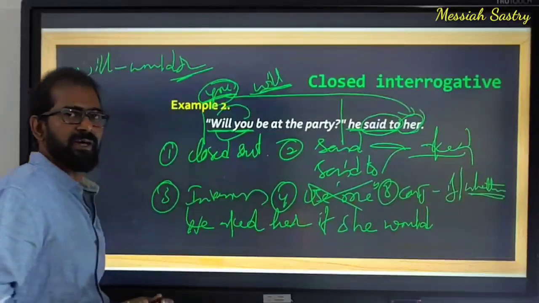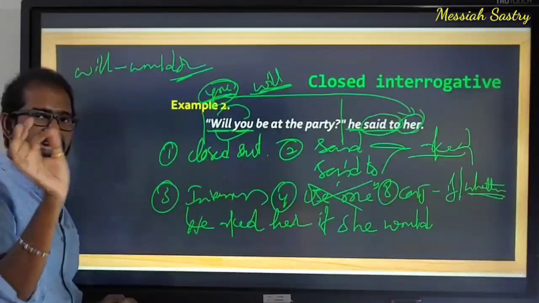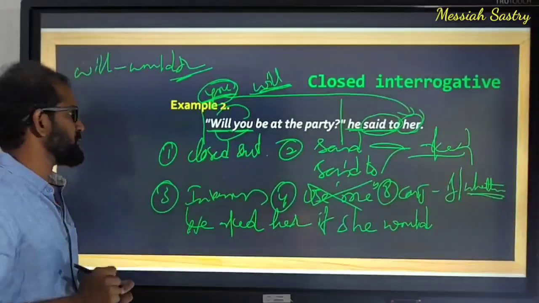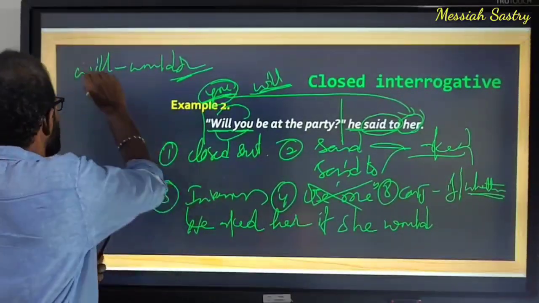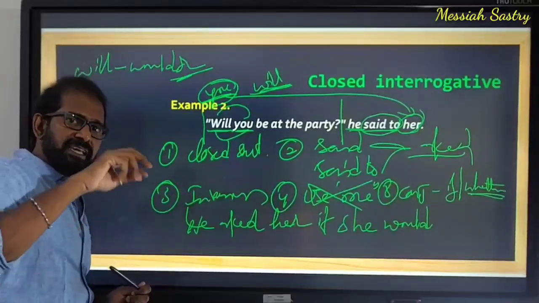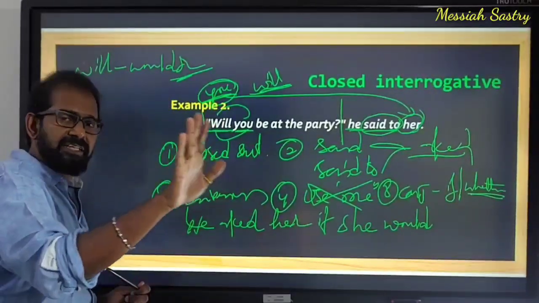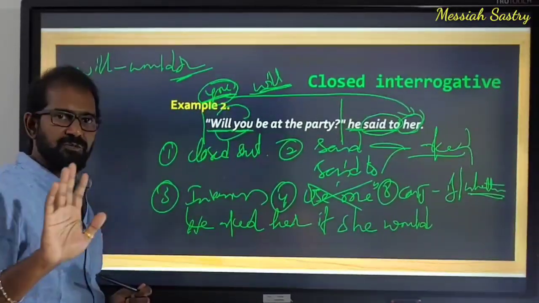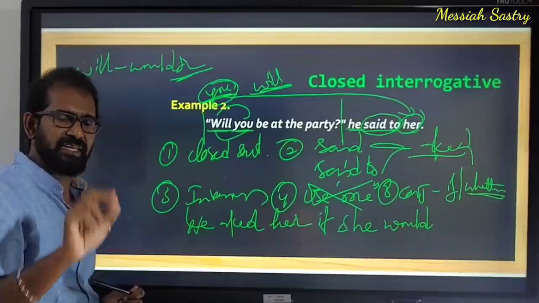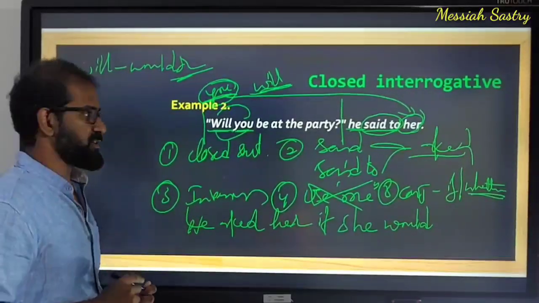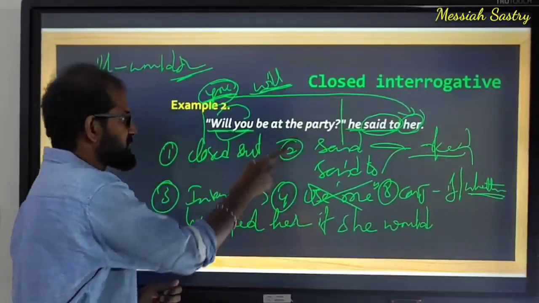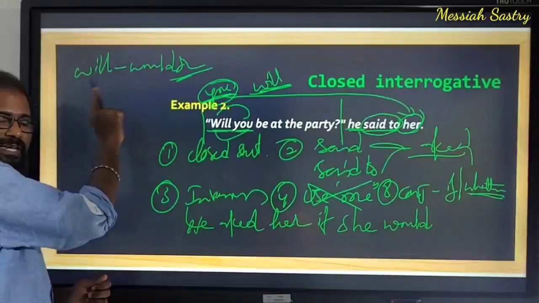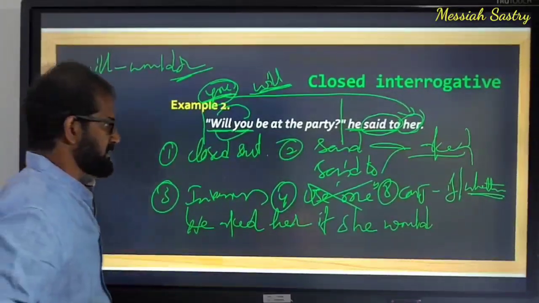Here I would like to remind you of a point related to active and passive voice. Most of the students make a mistake. Even in active and passive voice, they change will into would when they write from active to passive. While writing active to passive, we don't change will into would. We write will, shall, can, may. But when you change sentences from direct to indirect, will changes to would, shall changes to should, can changes to could. So keep that in mind.